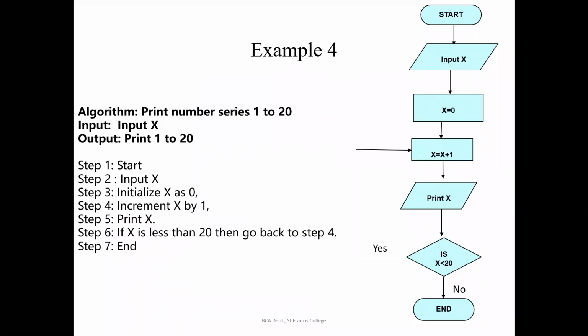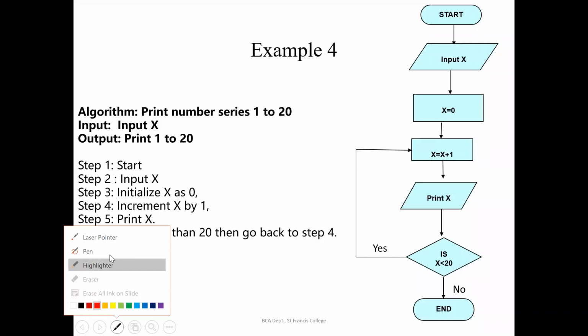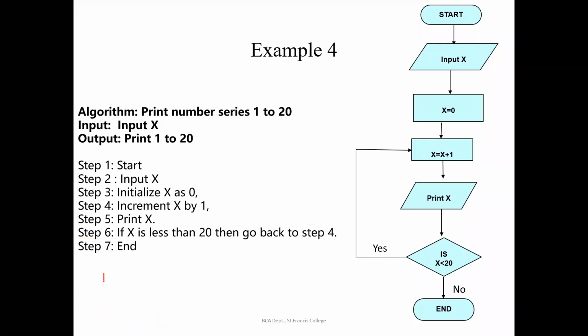So tell me the flow for each case. The first case is x equal to 0, then it will be incrementing x equal to x plus 1. Then it will be moving to the next, right? Print x. What will it be printing? It will be printing 1, right? Now it will be checking: our current x value is 1. Is x less than 20?